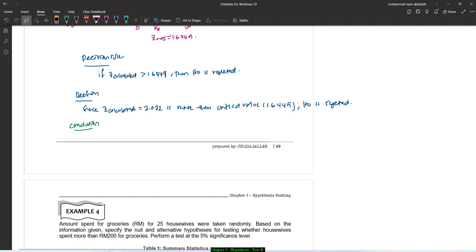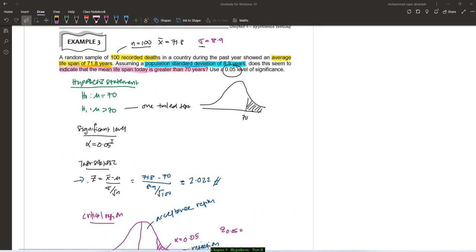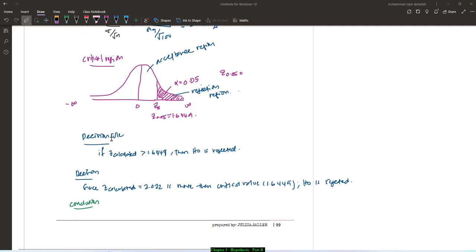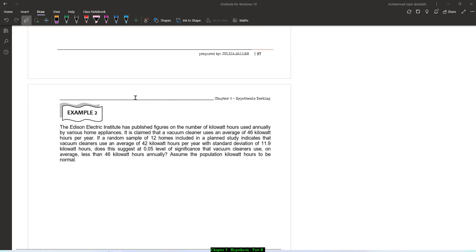So we can conclude that since we reject the null hypothesis, the mean lifespan is greater than 70. So we can conclude that the mean lifespan is more than 70 years old, right? So this is very simple. I think this is just a recap from the previous example, right?